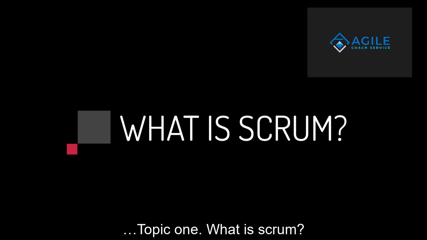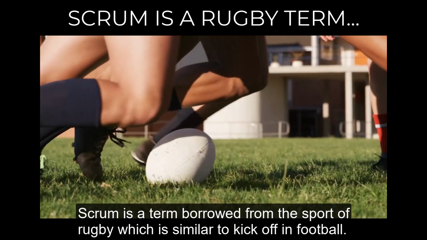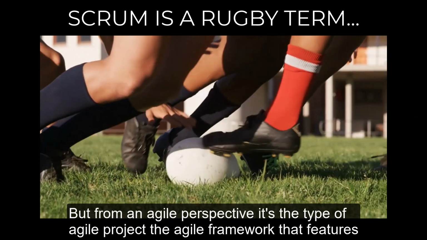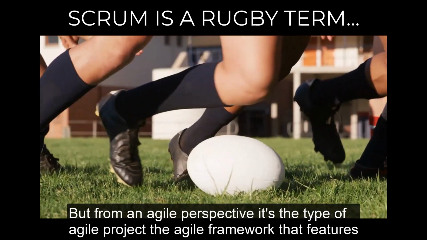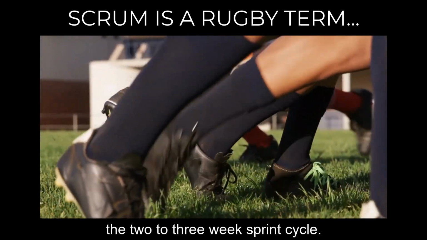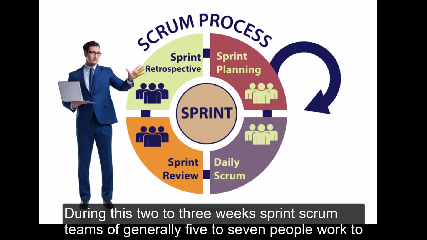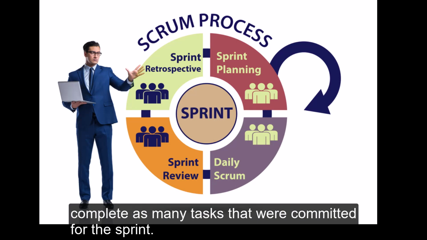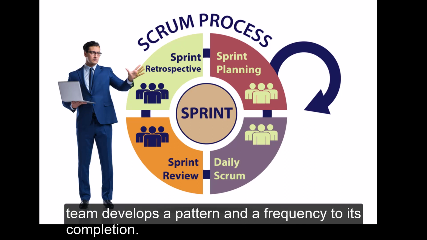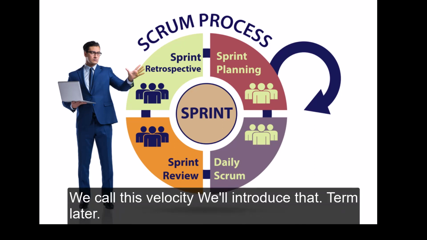Topic 1. What is Scrum? Scrum is a term borrowed from the sport of rugby, which is similar to a kickoff in football. But from an Agile perspective, it's the type of Agile project, the Agile framework, that features the 2 to 3 week sprint cycle. During this 2 to 3 week sprint, Scrum teams of generally 5 to 7 people work to complete as many tasks as were committed for the sprint. The number of tasks completed will vary as the project moves forward and the team develops a pattern and a frequency to its completion. We call this velocity. We'll introduce that term later.